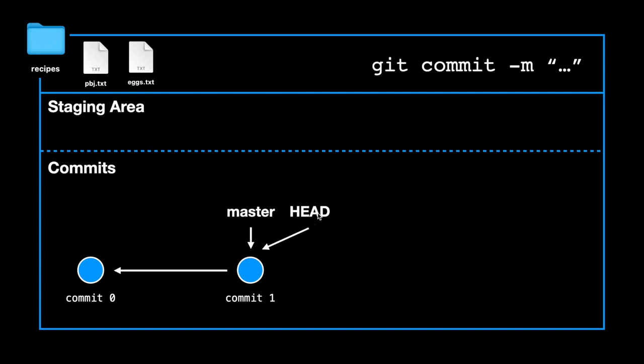The head pointer always points to what the current branch is pointing at. So in this case, we only have one branch. This is master. It is possible to have multiple branches in Git, but we will not discuss this feature in this video.